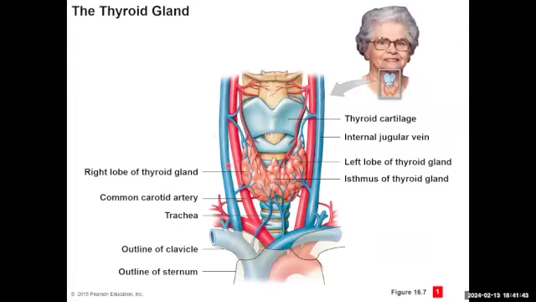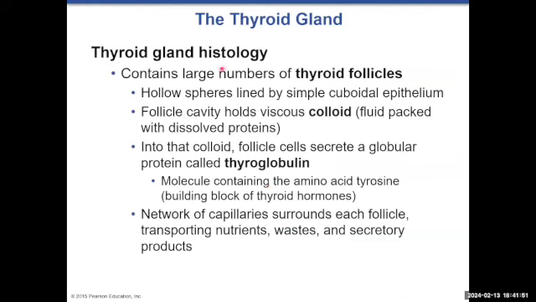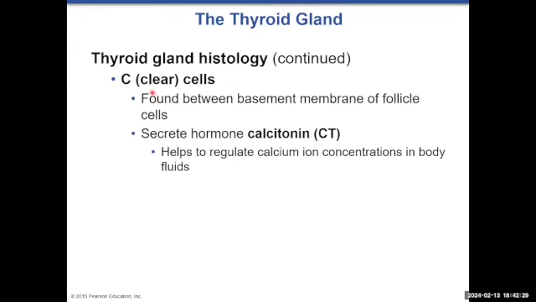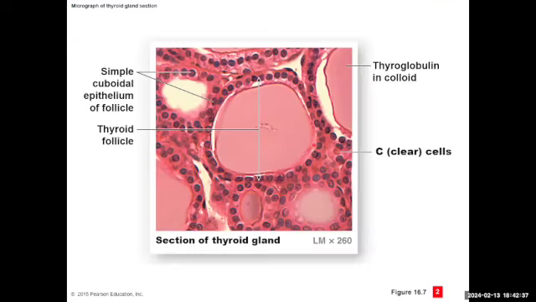Again, this is what the thyroid gland looks like from the front. If we talk a little bit about the histology, the thyroid gland consists of a number of large structures called thyroid follicles. These follicles are large spheres lined by simple cuboidal epithelium. In the middle of the follicle, we have a fluid called colloid, and within that colloid is where we make the T3 and the T4. Into the colloid, the follicle cells secrete a globular protein called thyroglobulin, and this is essentially converted into T3 and T4. We also have another type of cell called C cells or clear cells, and these secrete calcitonin. We said that calcitonin helps to regulate calcium levels in the blood.